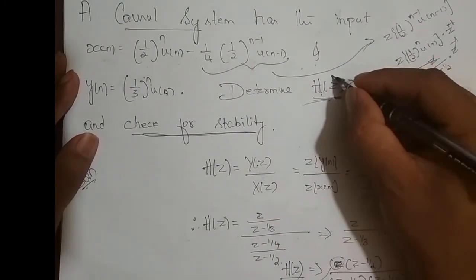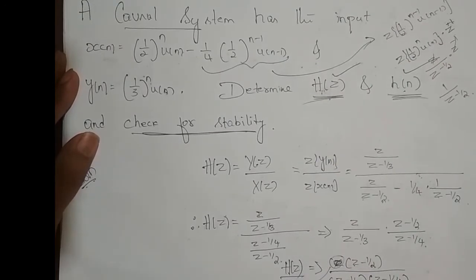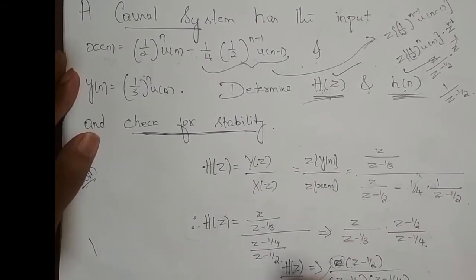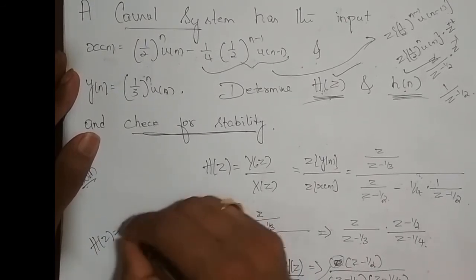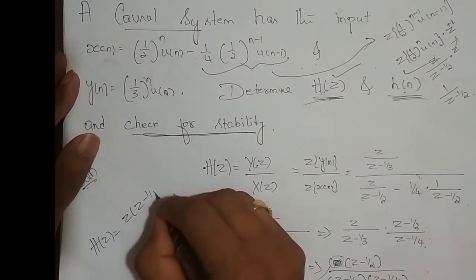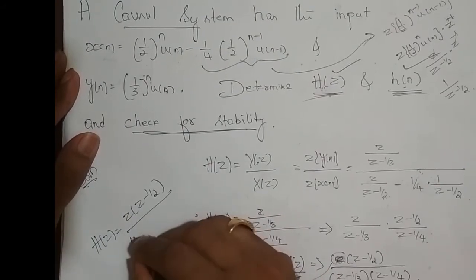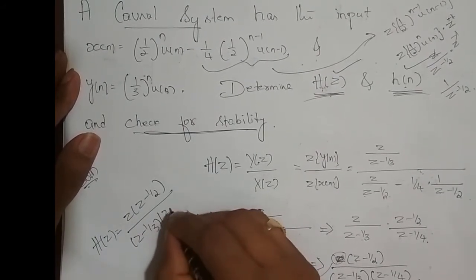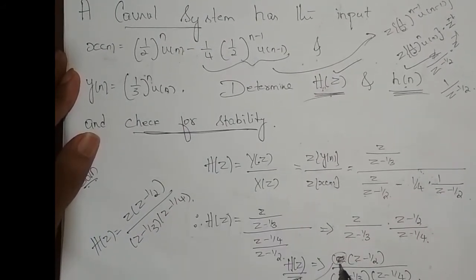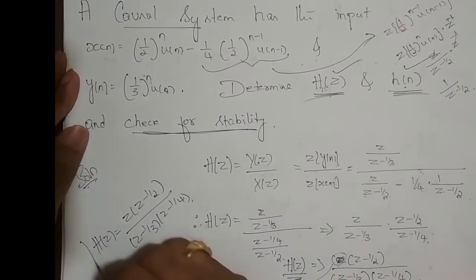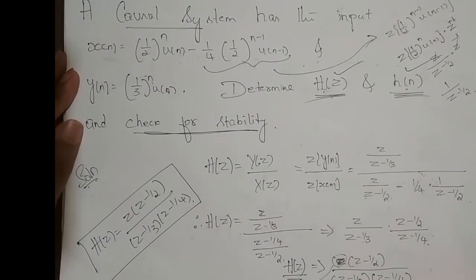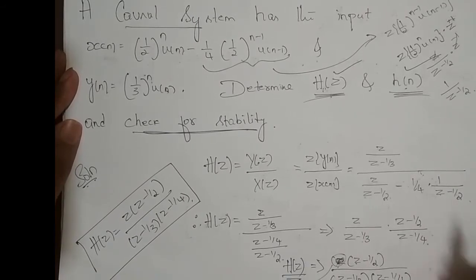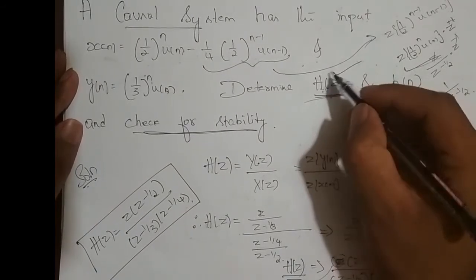I'm supposed to find the system function H of z. That is also done, right? Which is our system function? The system function is this equation, right? So H of z is equal to z into (z minus 1/2) divided by (z minus 1/3) into (z minus 1/4). Before you take this to the other side, that will be our system function H of z. Okay. So I'm done with finding h of n, and I'm done with finding H of z.